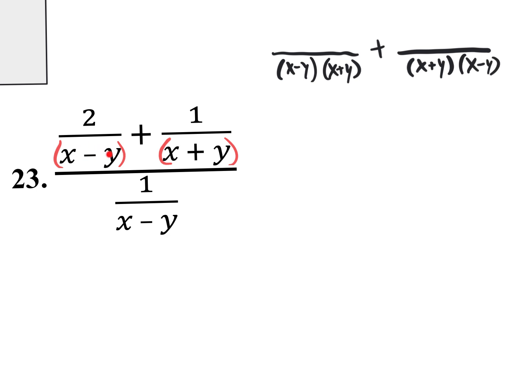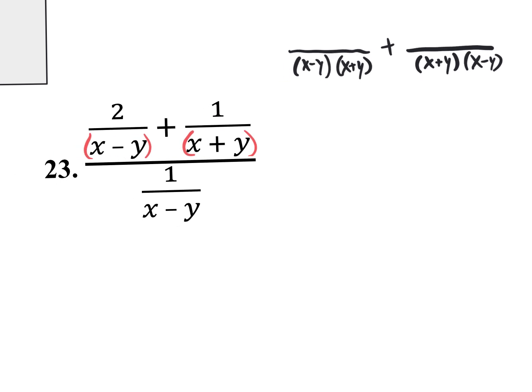So what do we do to this first denominator to get this new LCD? Well, what do you do to the x minus y to get x minus y times x plus y? It's obviously missing the times x plus y. So you're going to multiply times x plus y, which means you're going to distribute 2 times x. That'll be a 2x. 2 times y, that'll be a positive 2y.